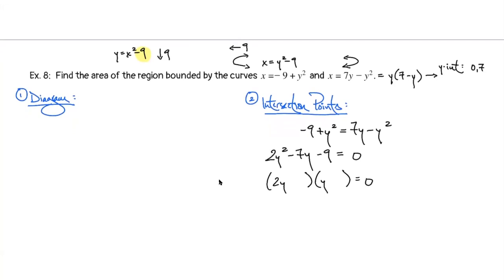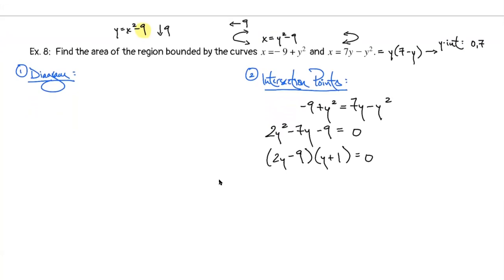And I believe this factors into 2y minus 9 and y plus 1. Which means that these two equations will intersect when y equals -1 and y equals 9/2, okay? And so if for you it feels more comfortable to work out the intersection points first and then graph it, that's fine, right? I think it does make the graph a little bit more accurate. Let's see how this one goes.